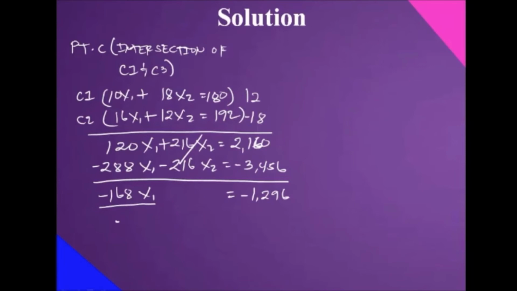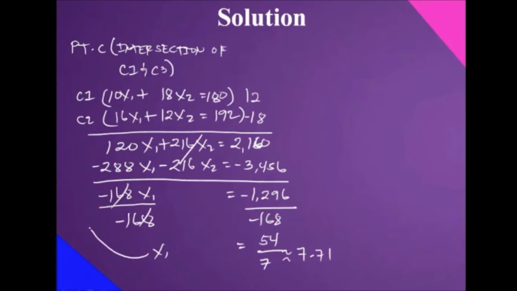And divide natin both sides sa negative 168 para maiwan yung x sub 1 dyan. Therefore, x sub 1 will be equals to positive, based sa ating calcu, positive 54 over 7 for fraction. Or katumbas niya kapag dinesimal natin, 7.71. So, sige, substitute natin yan sa ating unang equation natin na 10x sub 1 plus 18x sub 2 equals 180. Or kung ayaw niyo, sa pangalawa, pwede rin naman.